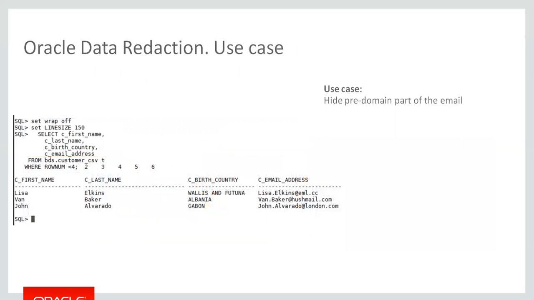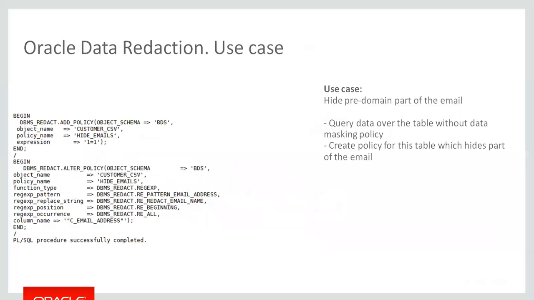Let me show you a quick example for data reduction and how you could use it. For example, I have a customer table which stores information about my customers, and it has email. Let's consider email as sensitive data. I initially query data over the table, which doesn't have any security policy, and I get the full email, like lisa.elksin@el.cc. Then I create a policy.